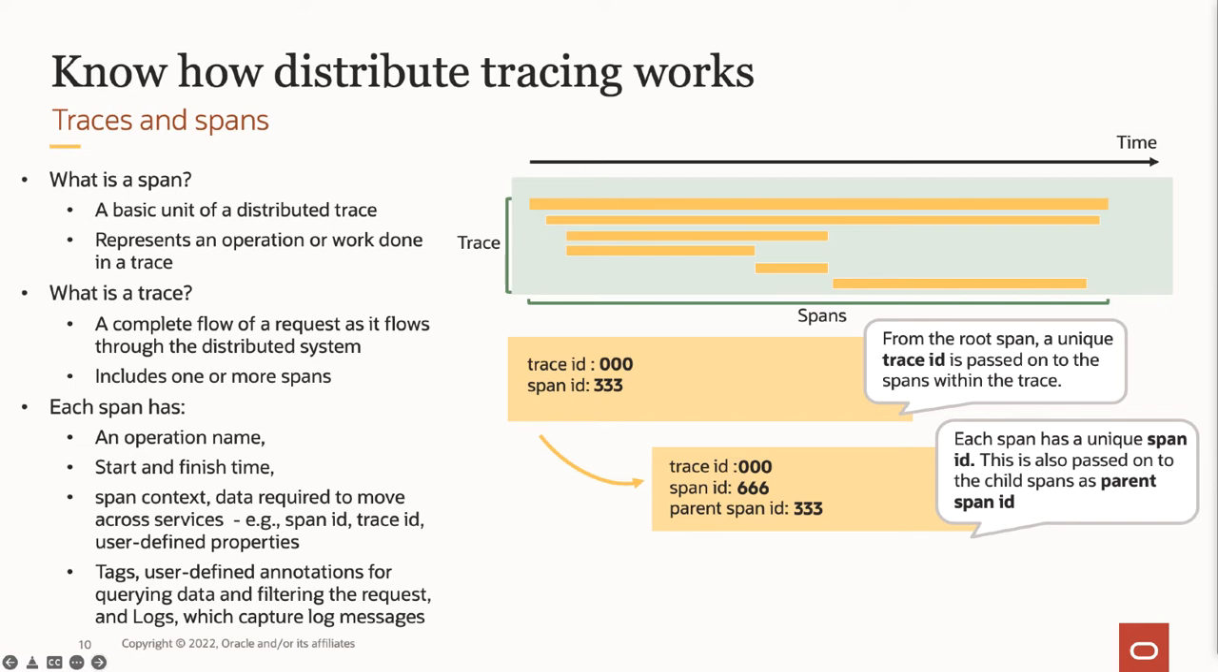When the request creates another span, the trace ID and the parent span ID are passed on to this new span as well, and a unique span ID is assigned. So a single trace can have many spans which are placed in the order they were called. That is how the trace can have a complete end-to-end workflow of a request in a distributed system.